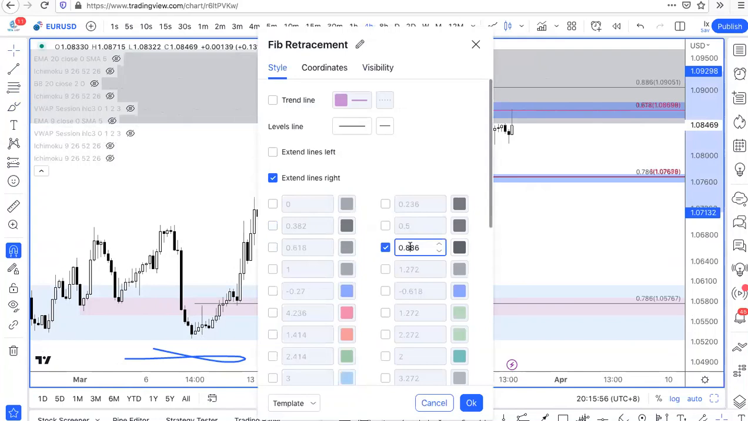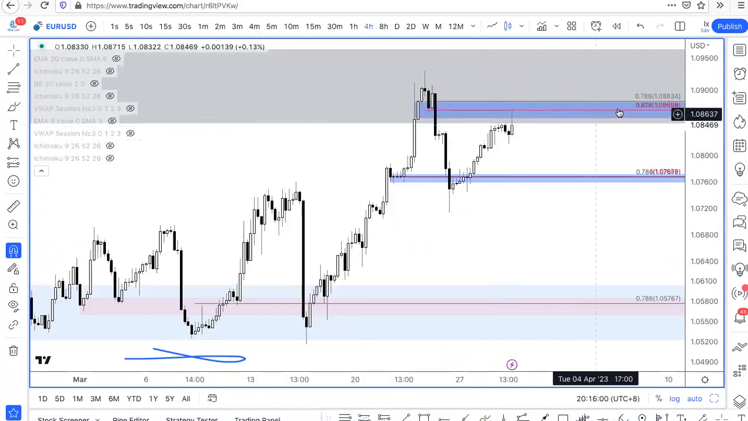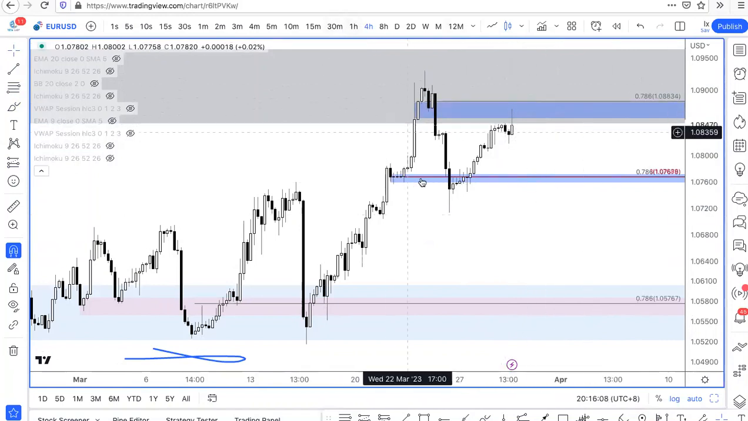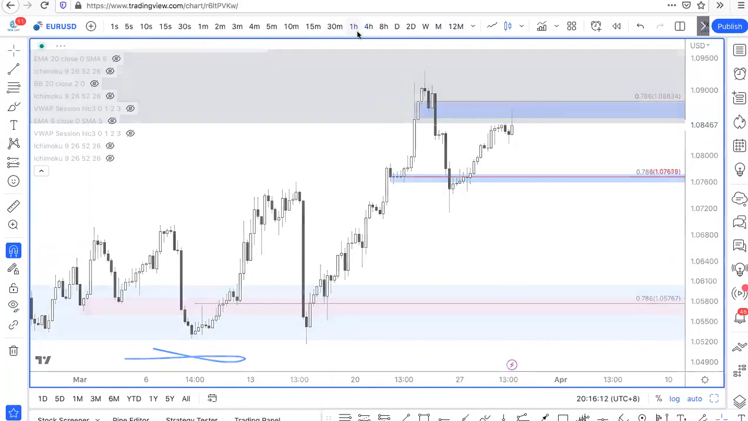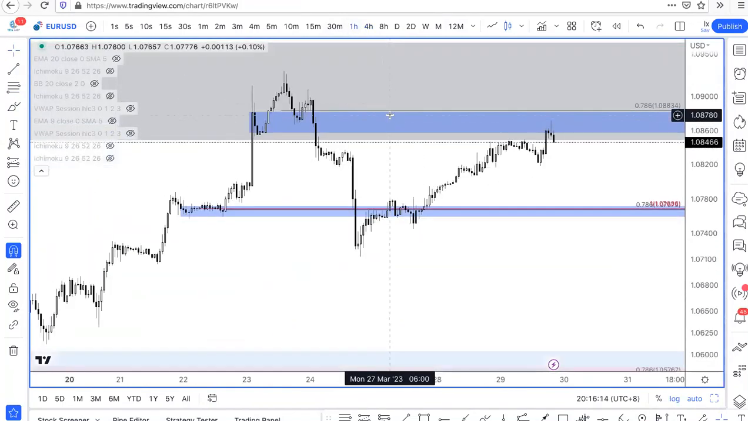Okay, so key ones, right? 78.6, 61.8. In this example, you can see, I'll just remove the pink ones, right? Because they are no longer valid. So you can see that in this zone itself, right, we have the 78.6 retracement lining up there. Another thing that we can also check would be Fibonacci extension, so zigzag patterns, trying to see if there are any zigzag patterns.